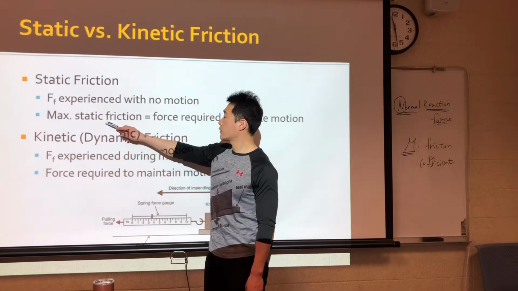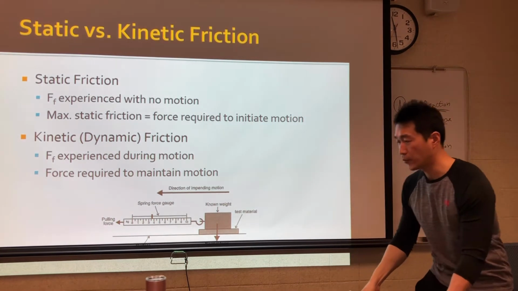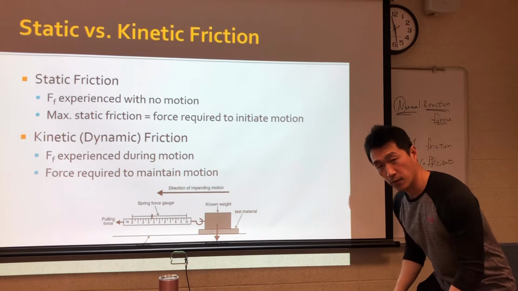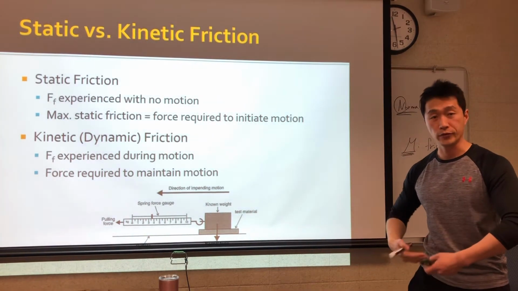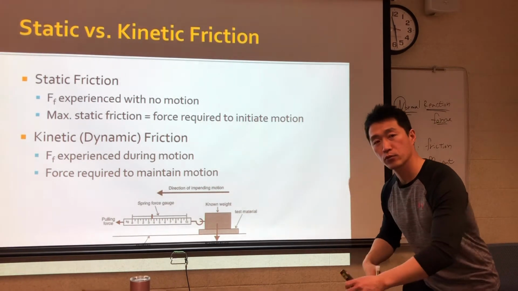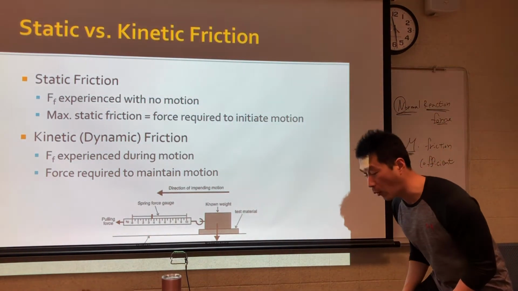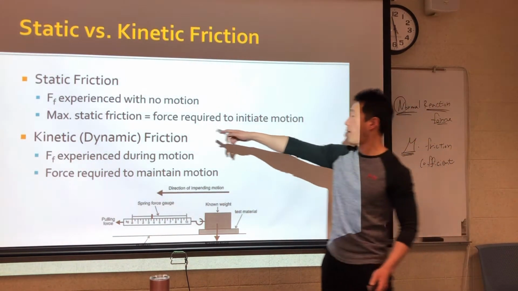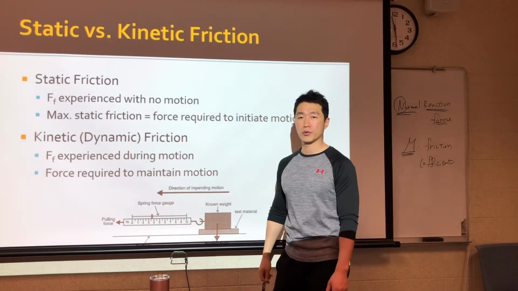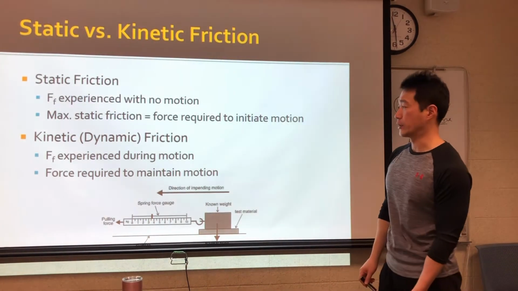How about the maximum static friction? Force required to initiate motion, which means, again, let me push. It's not moving. But let me progressively increase my force. At some point, I should be able to move this table. By the time this table starts moving, that point is the maximum static friction, the force required to initiate motion. Here, maximum static, this point, that's the maximum static friction.